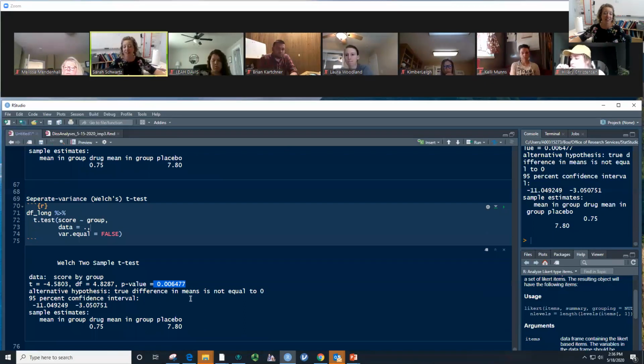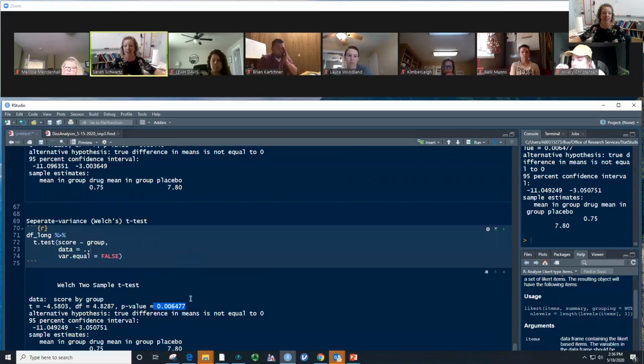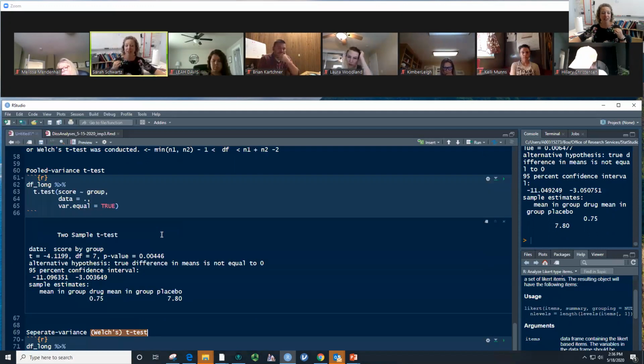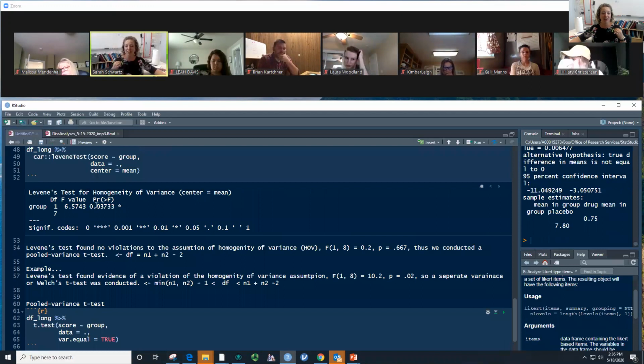So we arrived at the same conclusion here, but which one's going to be more accurate as far as the confidence intervals? The more accurate one for this set of data is Welch's, because we have violated homogeneity of variance as shown with Levene's test. So Levene's test happens first. If there's violations, we do Welch's separate variance test. If there's no evidence of violation, we do the pooled variance t-test.